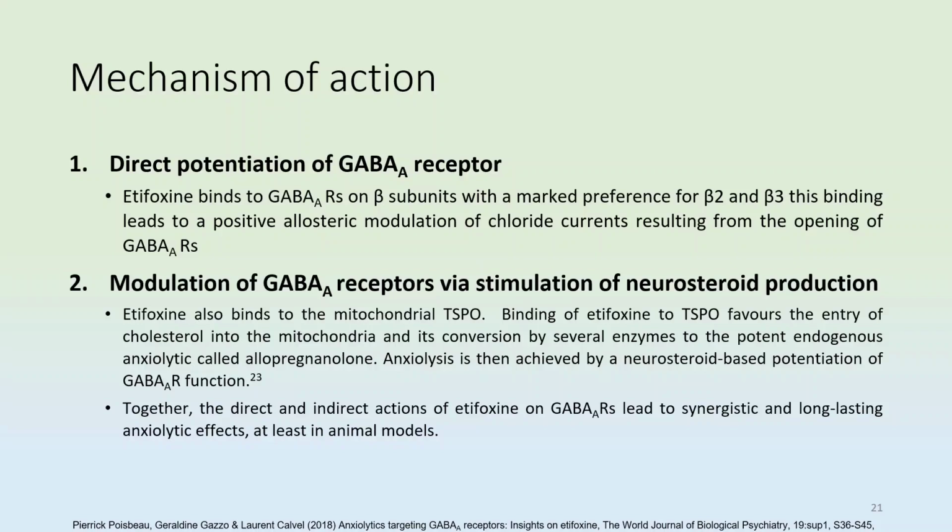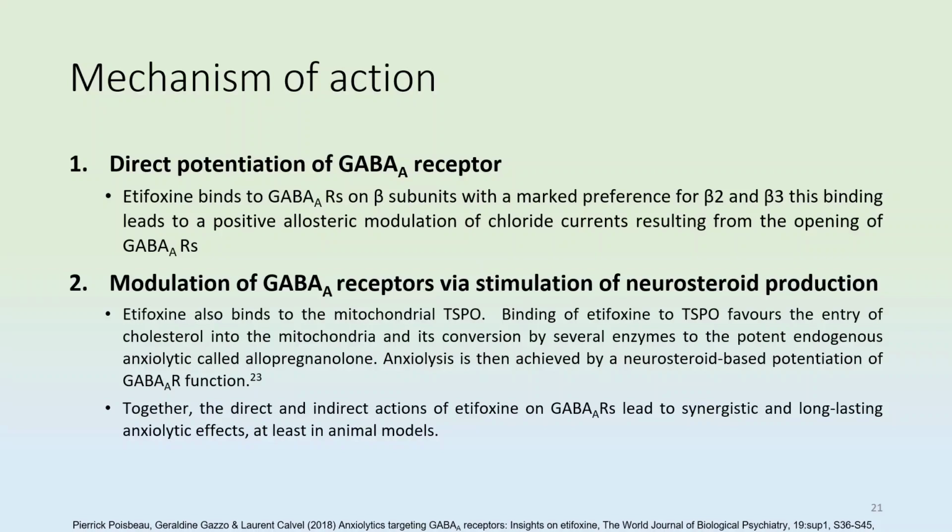Modulation of the GABA A receptor via stimulation of neurosteroid production. So it also binds to the mitochondrial TSPO. Binding of etifoxine on TSPO favors the entry of cholesterol into the mitochondria and its conversion by several enzymes to a potent endogenous anxiolytic called allopregnanolone. Anxiolysis is then achieved by a neurosteroid-based potentiation of GABA A receptor function.